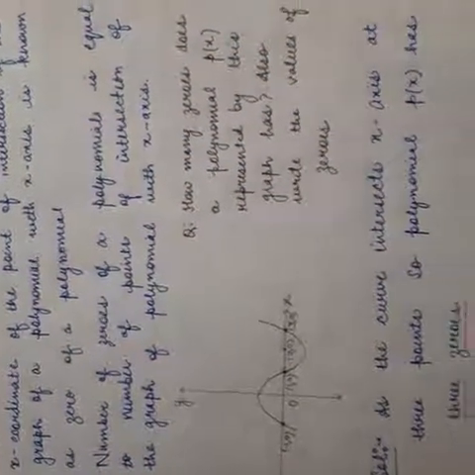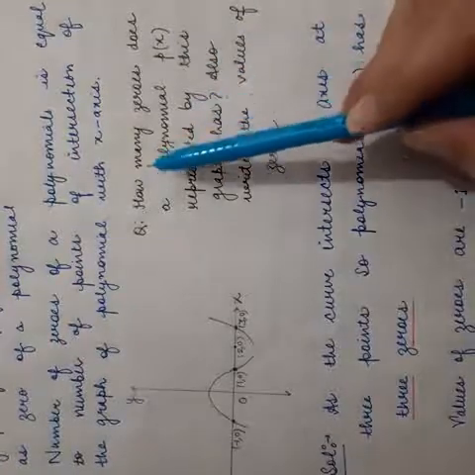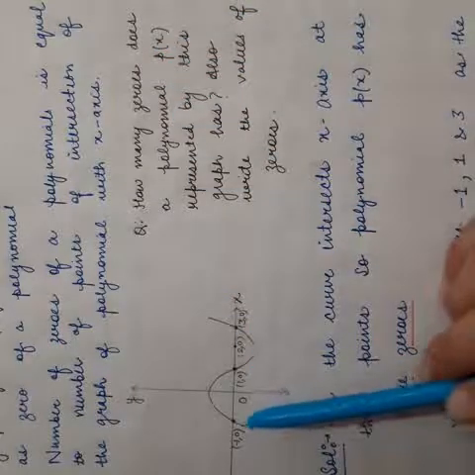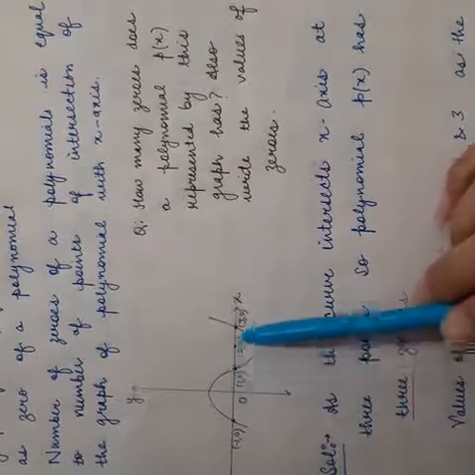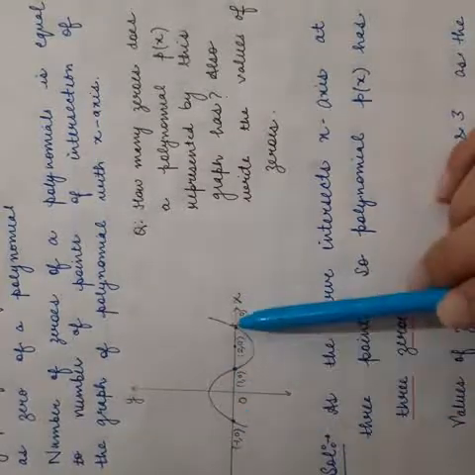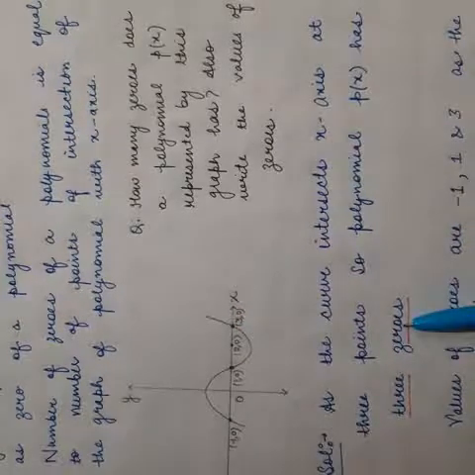It will be easy for you. Just see, a curve is given over here. How many zeros does the polynomial p(x) represented by this graph have? First of all, he's just asking you how many zeros it has. So just see, this curve is intersecting the x-axis at how many points? 1, 2, 3. As it is intersecting at 3 points, the polynomial has 3 zeros.